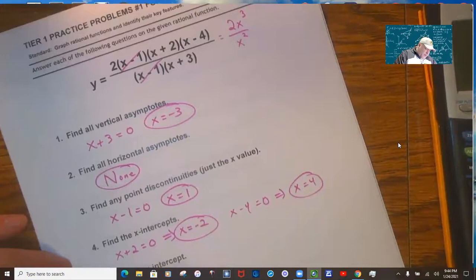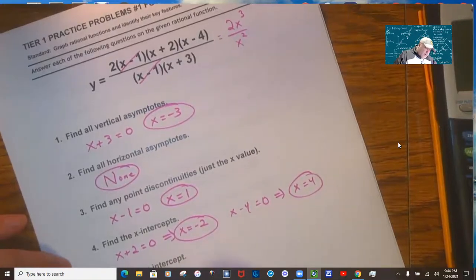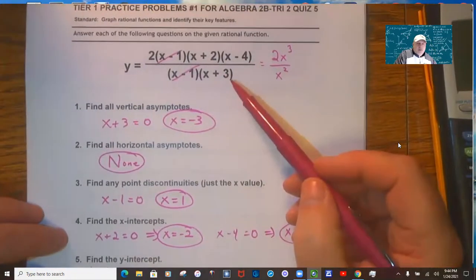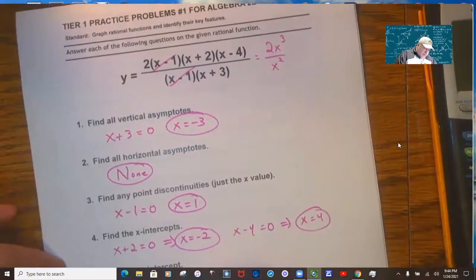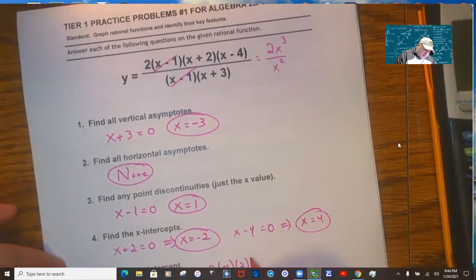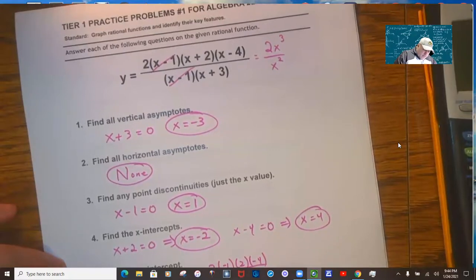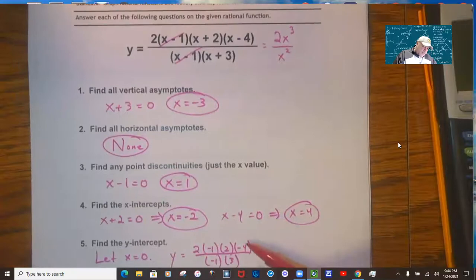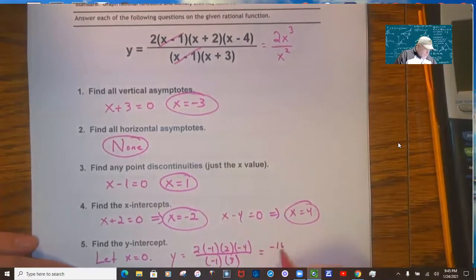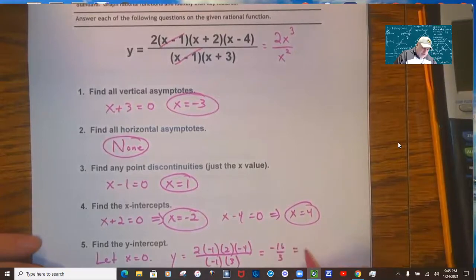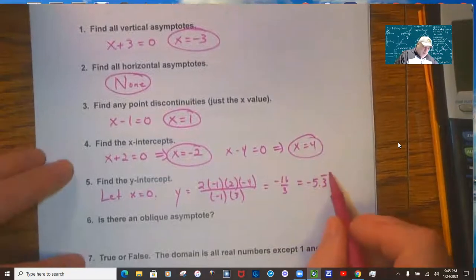Let x equal 0 on this. So, I would recommend maybe looking at your calculator's table, but you're going to get 2 times -1 times 2 times -4 over -1 times 3. So this is going to be -16 over 3, which is -5.3 repeating, you would see on the table.